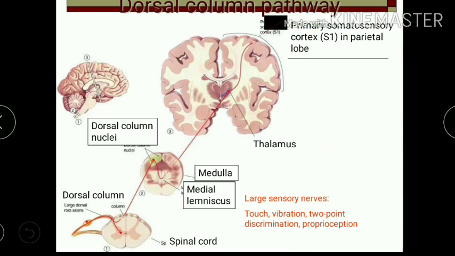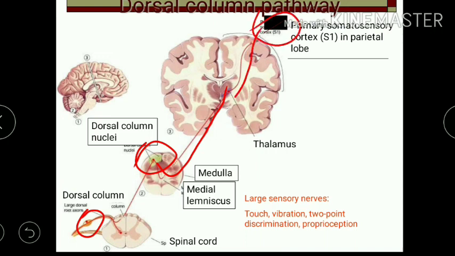This diagram also shows the same thing that we have discussed. Dorsal column pathway, same thing: first order neuron, dorsal root ganglion, ascends up and ends in the nucleus gracilis and cuneatus in the medulla. Second order neurons start from the medulla, cross to the opposite side, ascend and end in the ventro-posterolateral nucleus of the thalamus, from which third order neurons arise and end in the sensory cortex. This one is the primary somatosensory cortex in the parietal lobe.